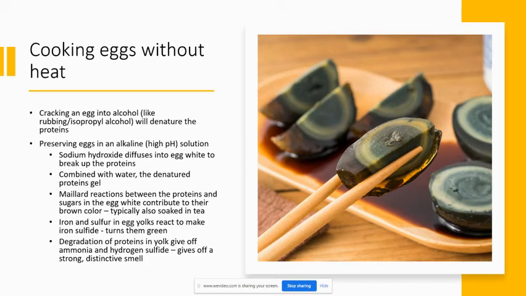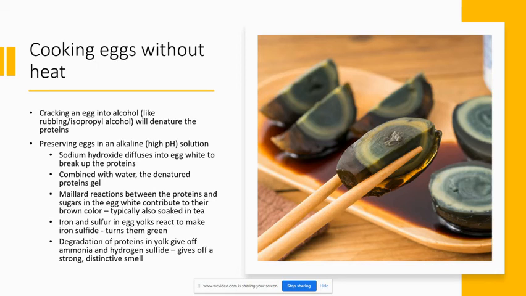Maillard reactions between the proteins and sugars in the egg white can contribute to that brown color you're seeing in that egg white. Century eggs are typically also soaked in tea, so some of the color comes from the tea as well. The egg yolks are kind of a creamy texture, and obviously the color has changed. Iron and sulfur in egg yolks react to make iron sulfide, and that's what turns them green. And then the degradation of proteins in the yolk gives off ammonia and hydrogen sulfide. And this gives off a very strong, distinctive smell.